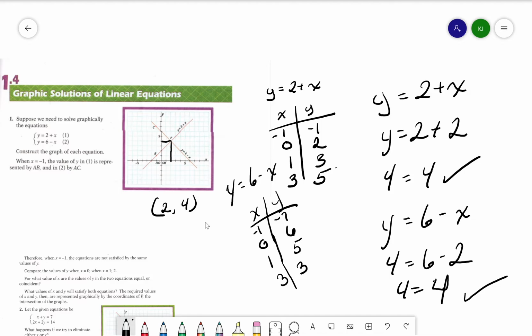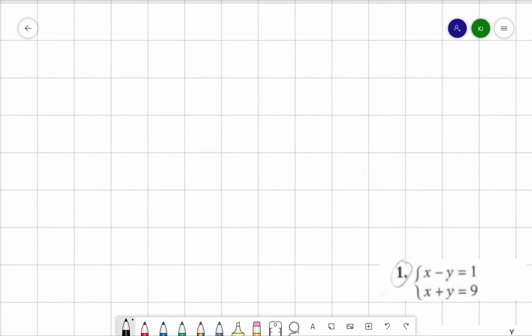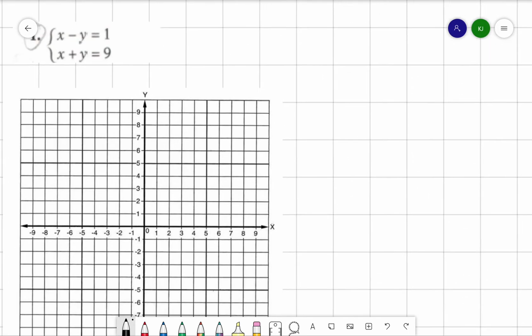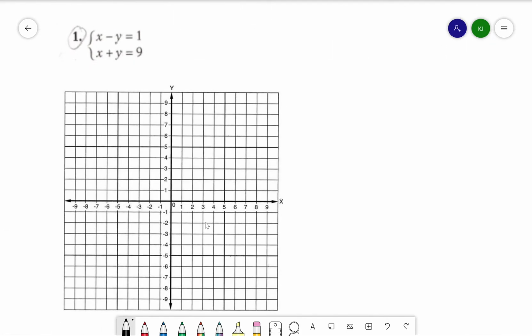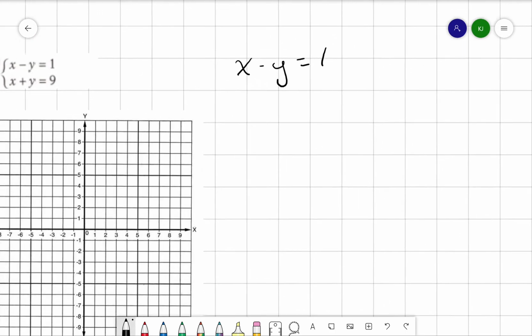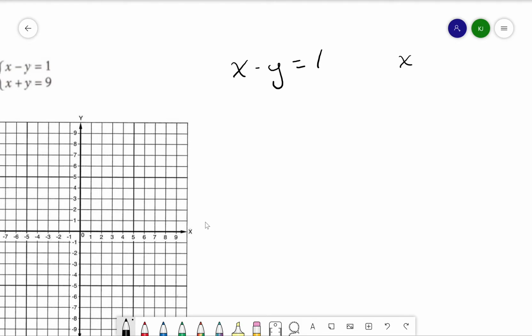Remember to get rid of your fractions first. But let's do number 1 because it's nice and simple, and I think you should be able to work it on your own, but we're going to do it together, alright? So we have x minus y equals 1, and x plus y equals 9. So the first thing we're going to do is create our charts.